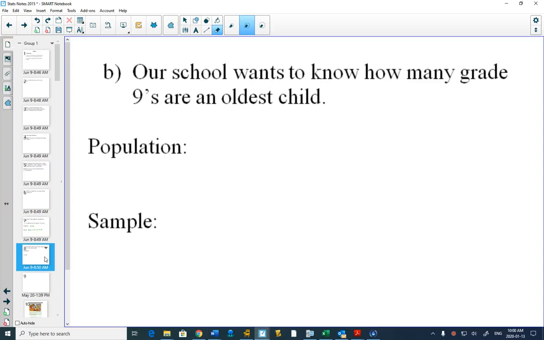This one. Our school wants to know how many grade 9s are an oldest child. Okay? So you have to think, according to that statement, what's the population that they're looking at, and what would be a sample that you could use to find it out.